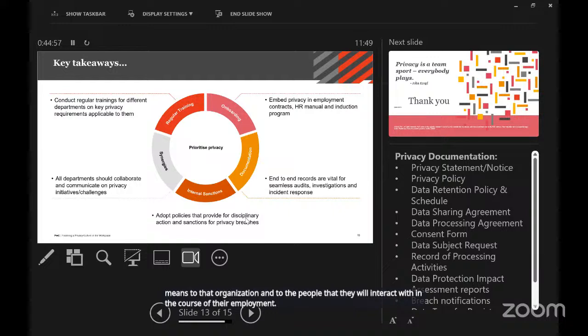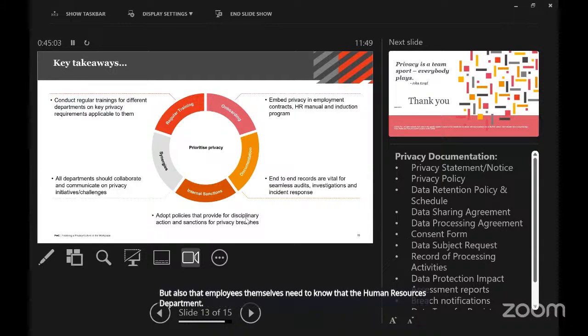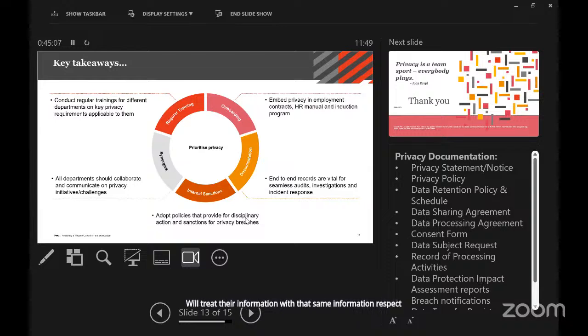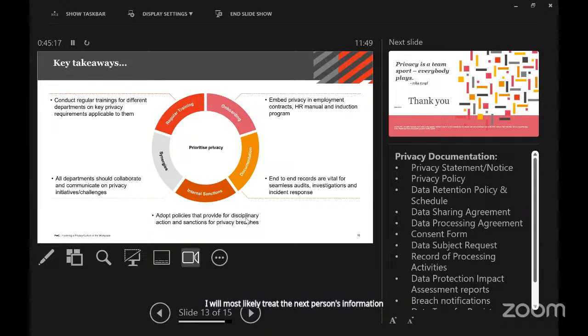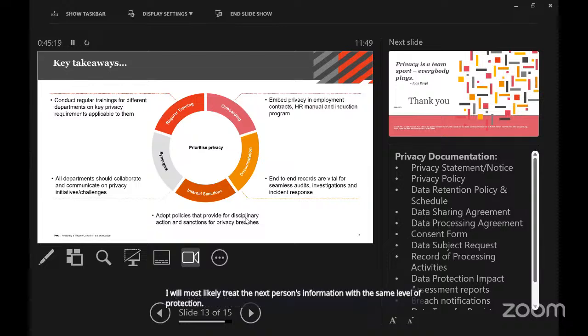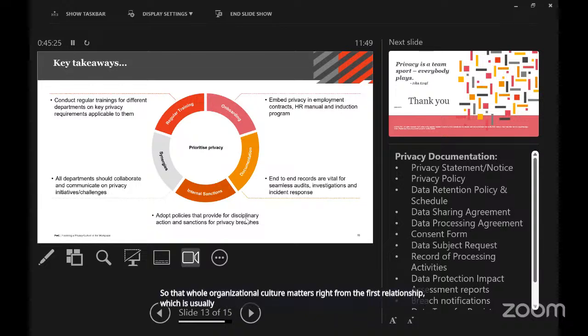But also the employees themselves need to know that the human resources department will treat their information with that same respect and protection. So it all starts at home. If I know as an employee that my information is protected, I will most likely treat the next person's information with the same level of protection. So that whole organizational culture matters right from the first relationship, which is usually the onboarding team and the human resource team.